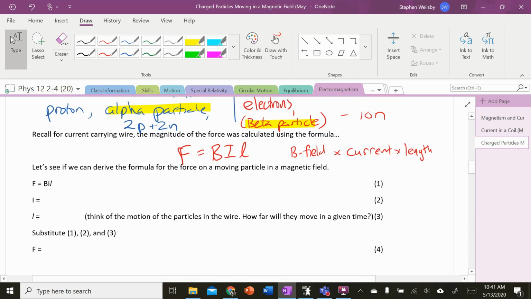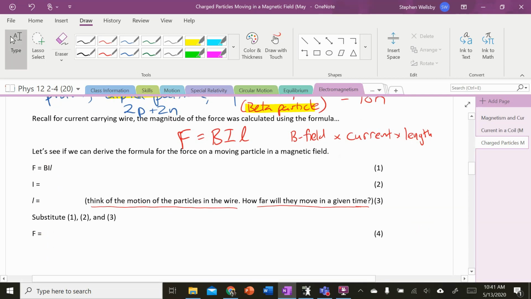I would love you to try doing this derivation yourself. For the length, if you're going to try this yourself, think about the motion of the particles in a wire. How far will they move in a given time? So you're going to leave length in terms of 2 other variables. Think about what variables relate length together if we're talking about the motion of a particle. And then lastly, you put all these 3 formulas together to get a new formula for the force on a moving particle. So if you want to give this a try, a little bit of a challenge, please try that out yourself and just come back when you're done.